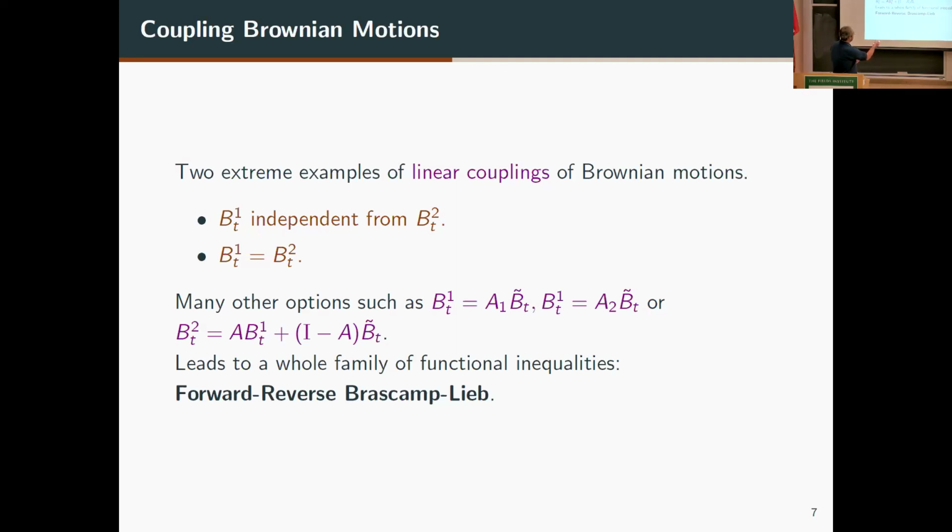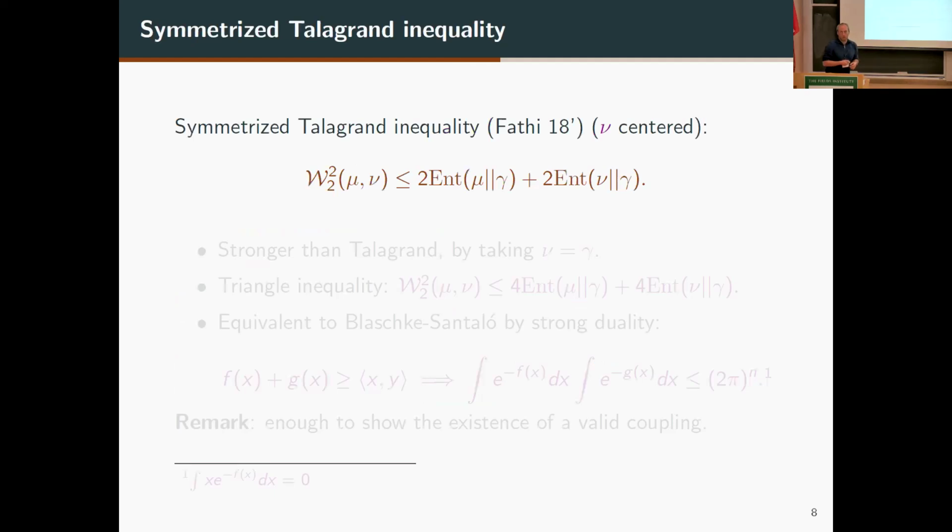So for the second part, here is a slight variation of the Talagrand inequality. Right, in that variation, so that's an inequality that Max Fathi proved in 2018. In this variation, you look at the Wasserstein distance between two measures, mu and nu. One of them needs to be centered, but that's not super important for the discussion. And it turns out that for any two measures with the centering condition, the Wasserstein distance is bounded from above by 2 times the entropy of the first one with respect to the standard Gaussian, plus twice the entropy of the second one with respect to the standard Gaussian.